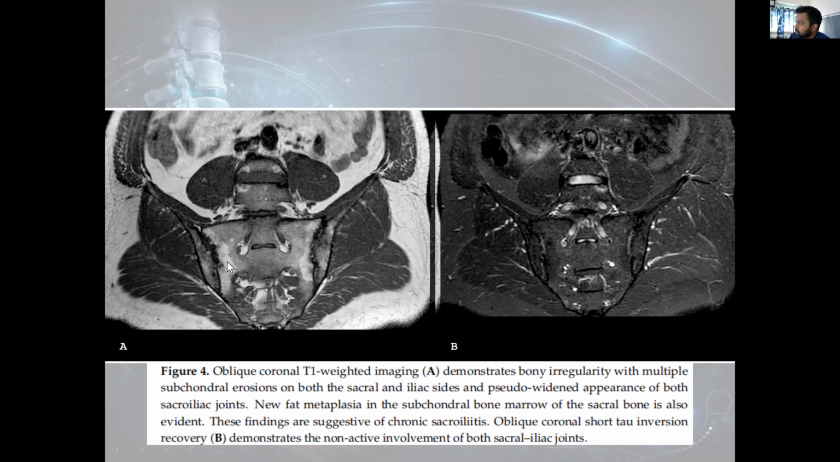Here is another I wanted to show. Here it is white. Here comes the STIR significance, but here it is black. So it has suppressed. So that is a fatty infiltration. So fatty infiltration of the subchondral bone. So that is fat metaplasia.